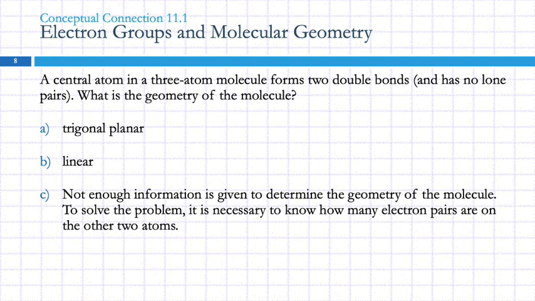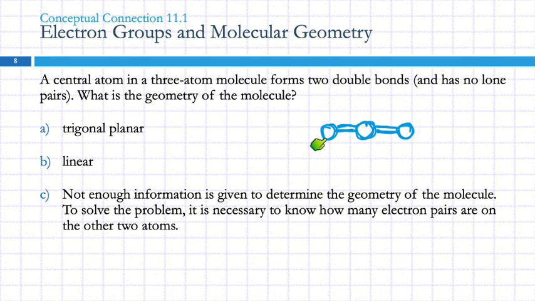Let's test our understanding. A central atom in a 3-atom molecule forms 2 double bonds and has no lone pairs. What is the geometry of the molecule? Good. So this one is easy to mess up because I don't know about you, but when I see 3 atoms, 3 makes me think of triangles, right? But there's a central atom, and it's got 2 electron groups.